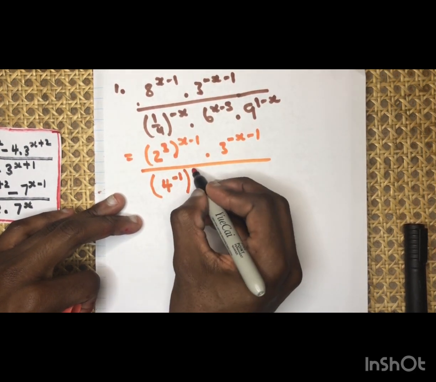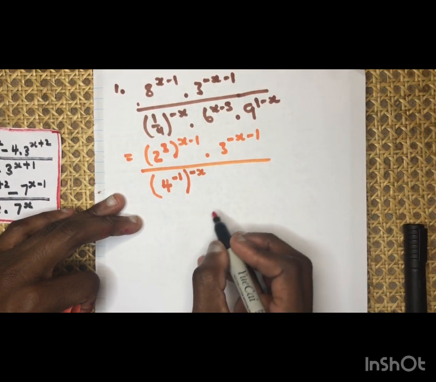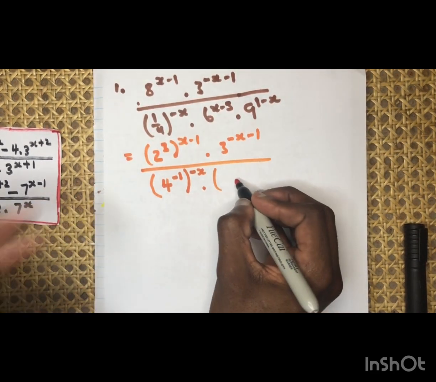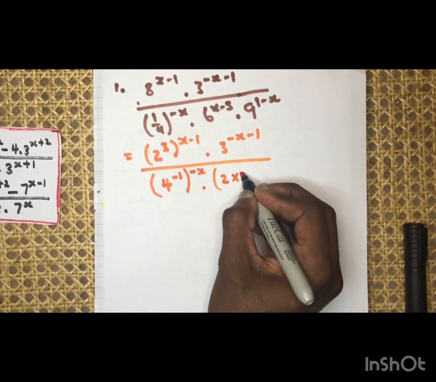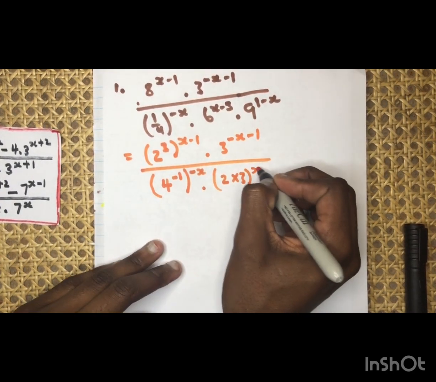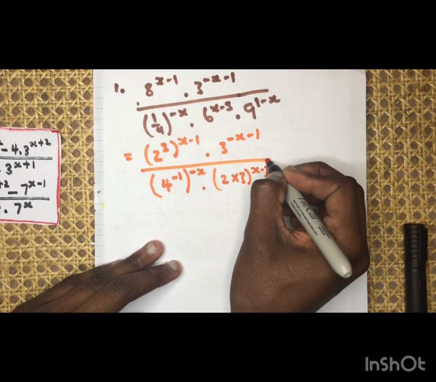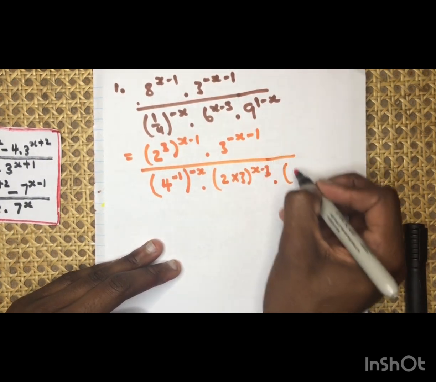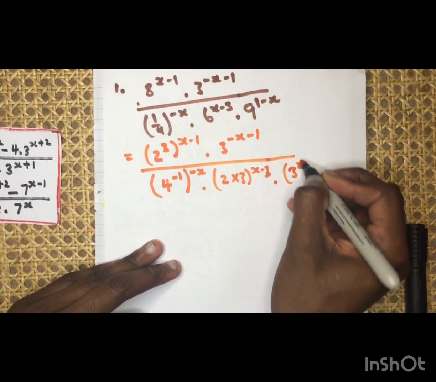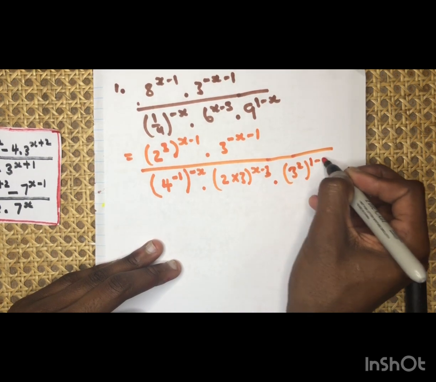So then we have negative x times the prime factors of 6, which is 2 times 3. Then I have outside x minus 3. Then times the prime factors of 9, which is 3 to the power 2. Then I have 1 minus x.